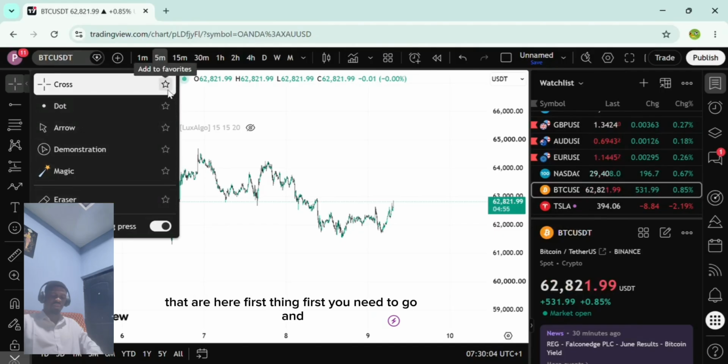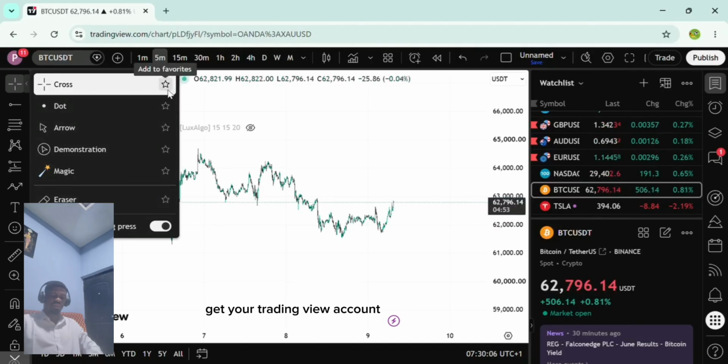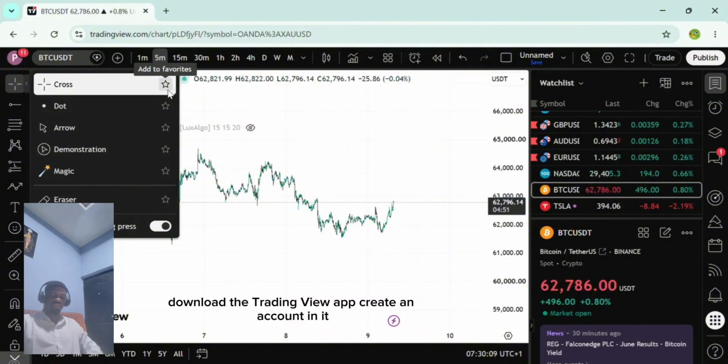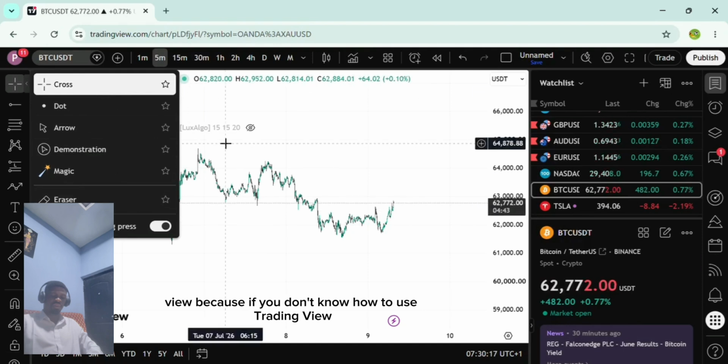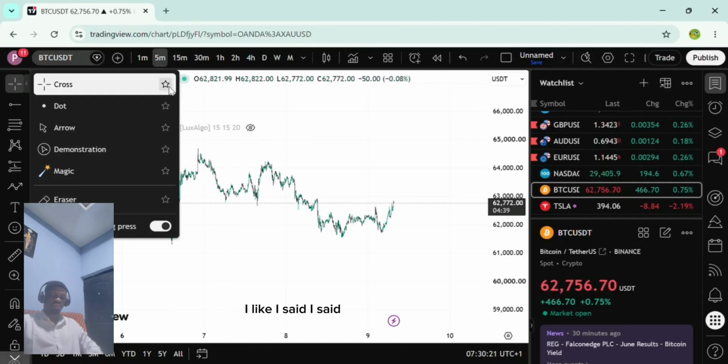First thing first, you need to go and get your TradingView account. Download the TradingView app, create an account, sign up, and you'll be able to use these tools on your TradingView. Because if you don't know how to use TradingView, there's nothing you are doing on the forex chart. Like I said.